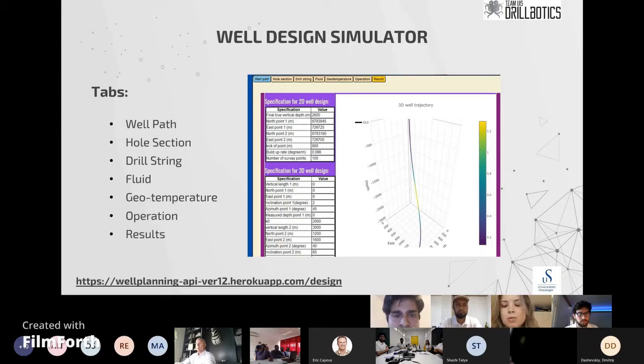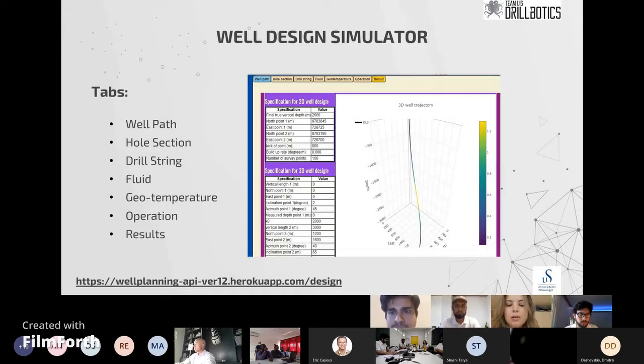For the hole module, we have to provide the sections of the casings, the diameters, and the measured depths of each casing. For the drill string, we have inputs for the drill string itself, the type we are using, the OD and ID, the MD, the weight on bit, and thermal conductivity, and also the friction coefficient.